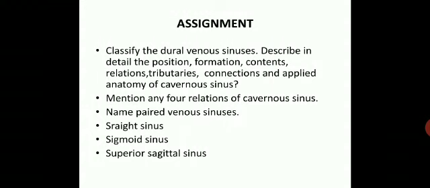So now the questions for the assignments. Classify the dural venous sinuses. Describe in detail the position, formation, contents, relations, tributaries, connections and applied anatomy of the cavernous sinus. Mention any four relations of the cavernous sinus. Name paired venous sinuses: straight sinus, sigmoid sinus and superior sagittal sinus. Thank you.